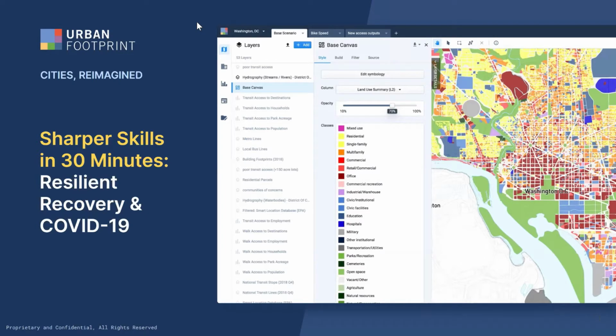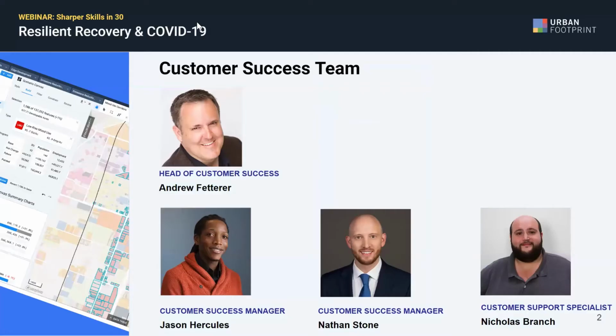Our Sharper Skills webinars are designed to highlight new features, showcase tips and tricks, and help you make the best use of the Urban Footprint platform. In this webinar, we'll brief you on how Urban Footprint, its integrated data, and its design tools answer questions raised by the COVID-19 crisis. This is the first of two webinars on this topic. Join us on July 29th for part 2.